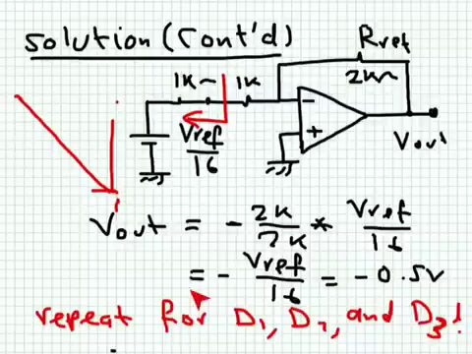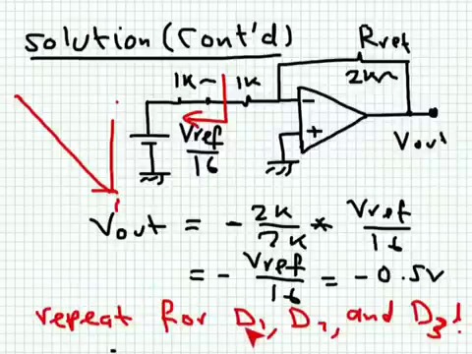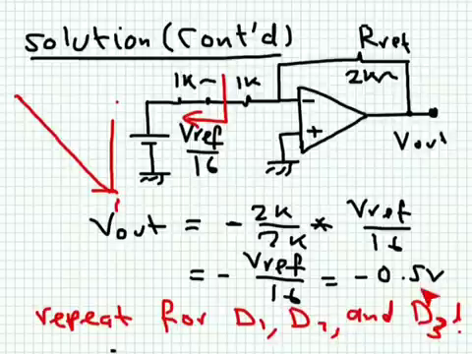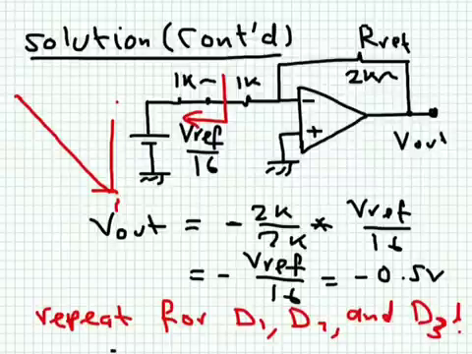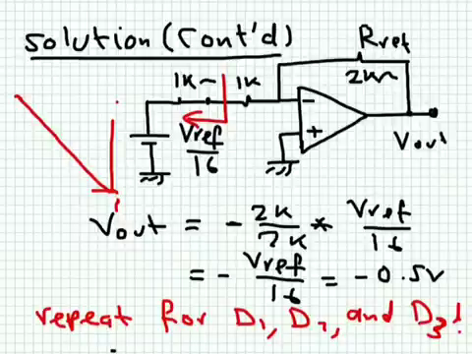Okay, so I would like you to repeat these same steps when D1 is logic 1 only, and when D2 is logic 1 only, and again when D3 is the only bit that is logic 1 with 8 volts. I would like you to repeat these same steps again yourself to see that indeed this is the case. And of course superposition applies. So when you have more than one bit at logic 1, then superposition applies, and then the output will be the sum of all these outputs.